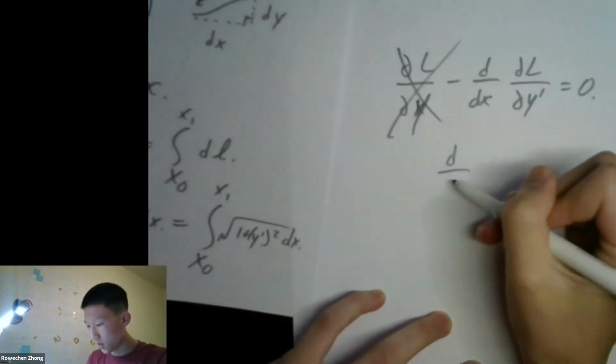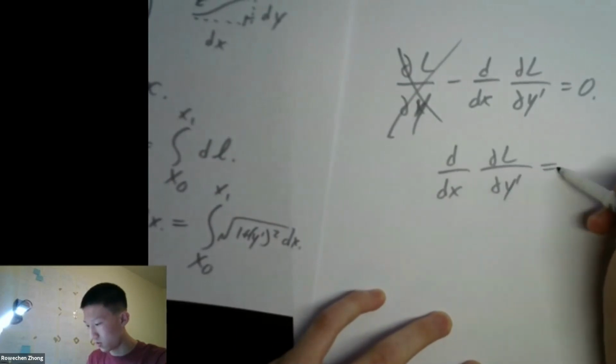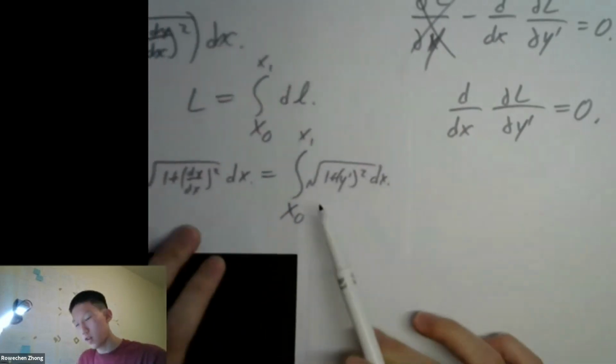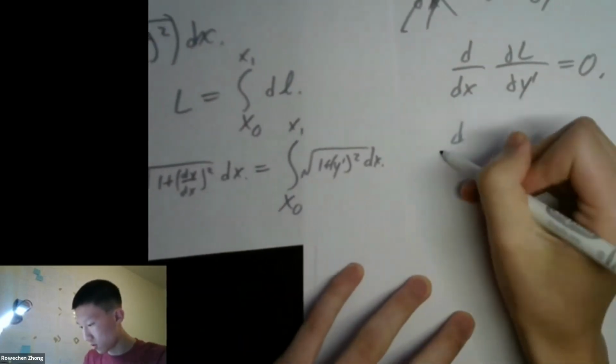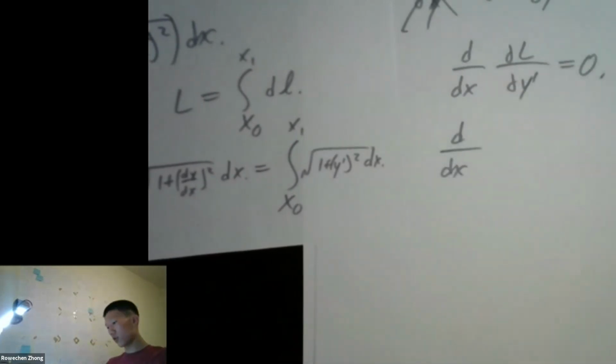We've got d over dx of the partial of L over the partial of y prime is equal to 0. What is the partial derivative of L with respect to y prime of this? Well, if you happen to know some calculus, you might use the chain rule. How do you use the chain rule on this thing? Good question. That's a good question. And it's a good thing that I got it written over here.